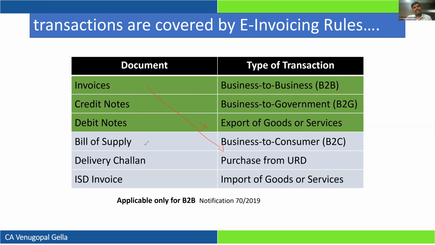Let's say you are making an exempt supply to a registered person. The supplier is registered, the buyer is registered, but you are making an exempt supply, a bill of supply. Again, e-invoice is not applicable. For e-invoice to be applicable, these documents have to be originated or supplied to these taxpayer recipients. It is B2B, B2G, or exports.